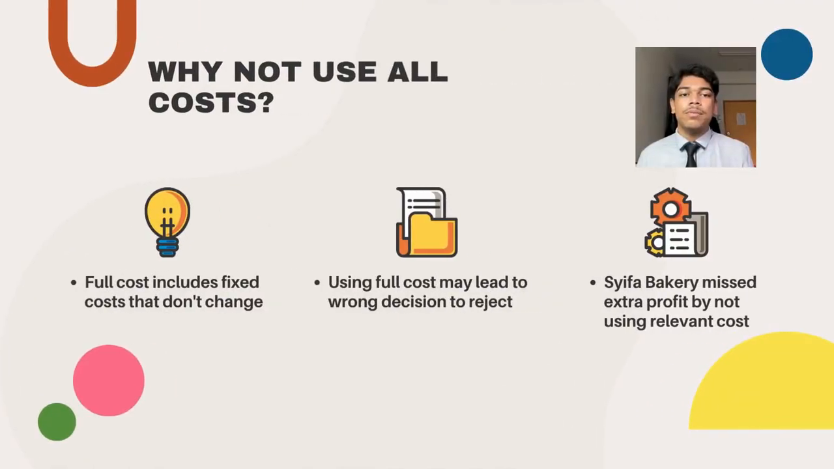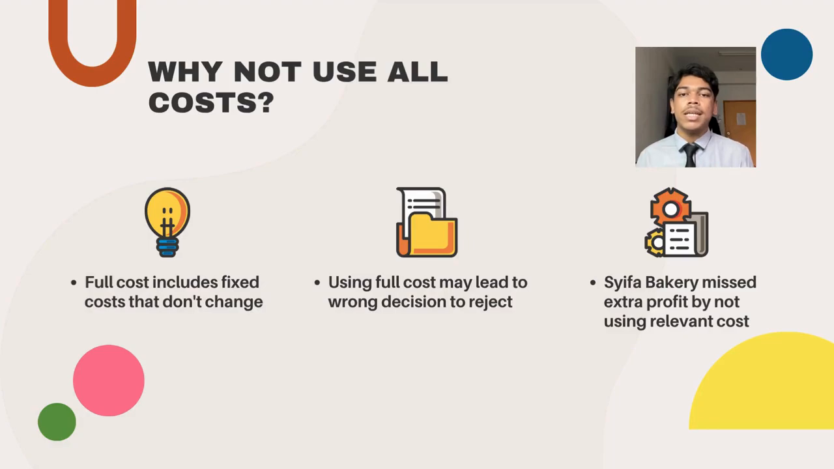You might be wondering, why don't we just use the full production cost? When we include all the costs like indirect labor, machine maintenance, and admin salaries, the full cost per piece comes out higher. Using full costing might make it look like the special order is not profitable, and the company will reject it immediately. But these fixed costs exist whether we accept the order or not. They don't change. So it would be wrong to use them in this decision.